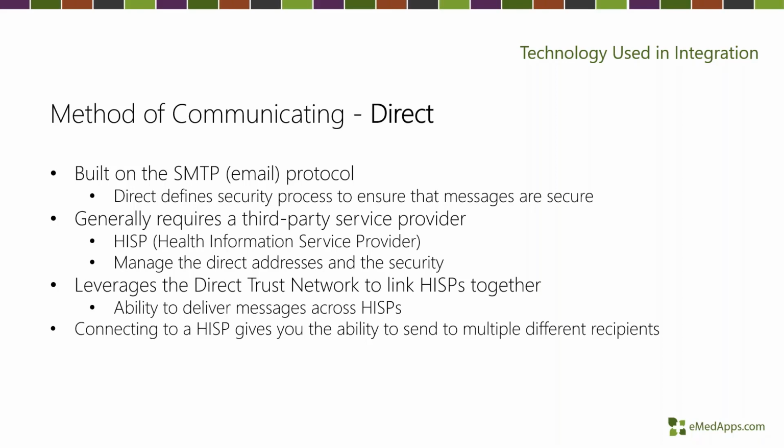These different HISPs are linked together using the direct trust network that allows for lookup of addresses across the different HISPs, as well as delivery of messages across the different HISPs. So this gives you the ability to send messages to recipients regardless of the HISP that they're connected to. So this is seen every day in practice when you're sending a direct message from your EMR system to a recipient that's running a different EMR system. What's happening in the background is that message is getting transferred from your HISP to their HISP and then being delivered accordingly from their end. So it does create a nationwide network of recipients that are available to you.